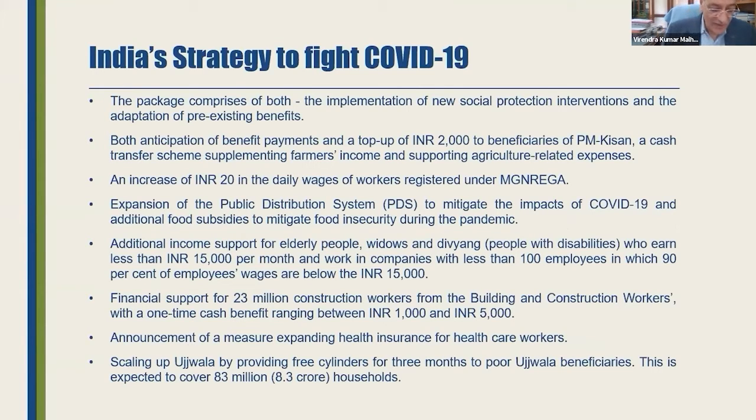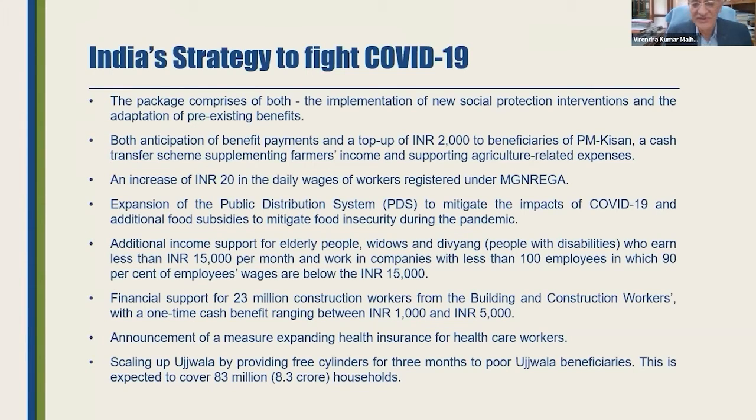The package that the government came out with comprised new social protection interventions and the adaptation of pre-existing benefits, which I was trying to talk about through the initial slides: what kind of improvisations were done, what additional benefits were extended in the existing programs, and how programs were continued along with new social protection interventions. Both anticipation of benefit payments and a top up of INR 2,000 to beneficiaries of PM Kisan, a cash transfer scheme, was done. An increase of rupees 20 in daily wages of workers registered under MGNREGA was done.